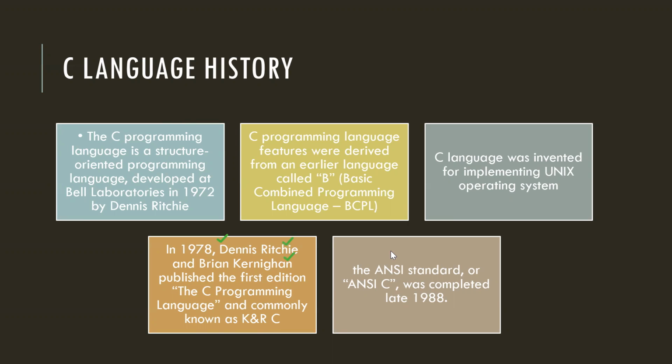That's the published book. Then in 1988, the ANSI or ANSI-C, that's the ANSI standard, was completed at the latter part of 1988. ANSI standard means that all over the world, there is now a programming language standard which is going to be implemented by different developers or programmers of this C language, meaning across the whole world, across different countries, they will be able to follow the same guidelines or standard.